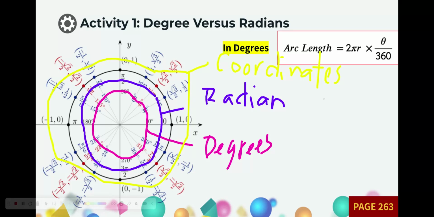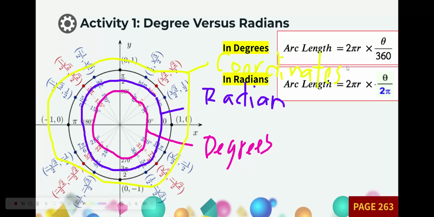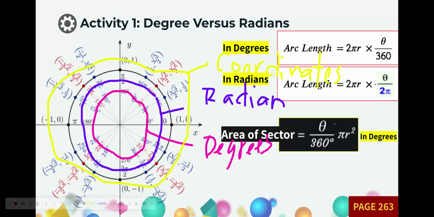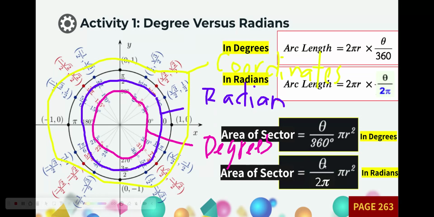So in degrees, an arc length, let me erase this. An arc length in radian is this one. Again, these are both arc lengths. In degrees, it should be 360. In radian, it should be 2 pi. Now, if you're looking for the area of a sector, same formula that we used yesterday, theta over 360 is pi r squared. That's in degrees. Now, for the area of a sector in radian, that would be theta over 2 pi instead of 360. I hope you understand this part.